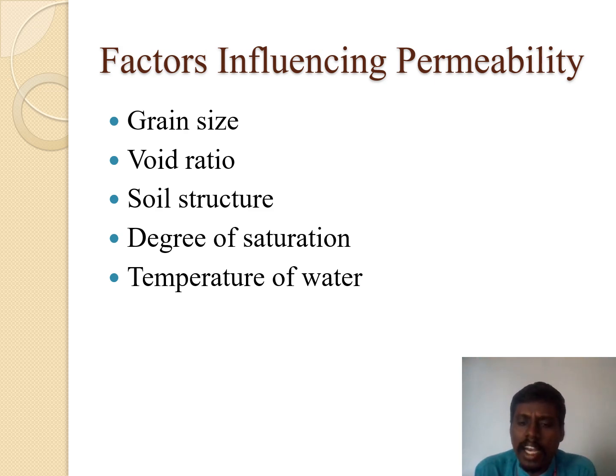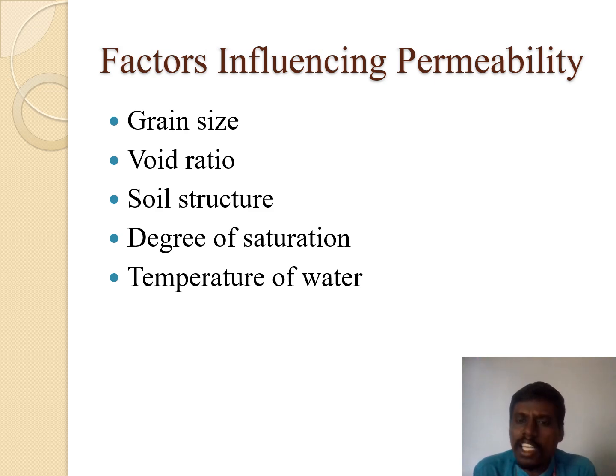The next thing is the falling head permeability test. In this test the levels H1 and H2 vary with respect to time. Before that, the constant head, as the name clearly denotes, means the head difference is constant throughout the experiment. But in the falling head permeability test, the head varies with time. So at time T1 the head is H1 and at time T2 the head is H2. From this we get H1 and H2, and finally we find the coefficient of permeability.